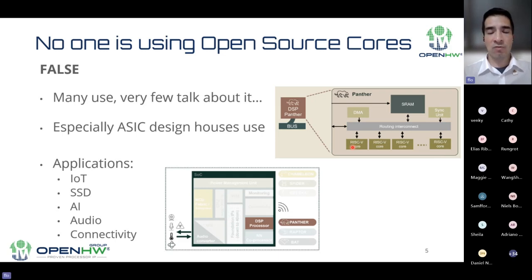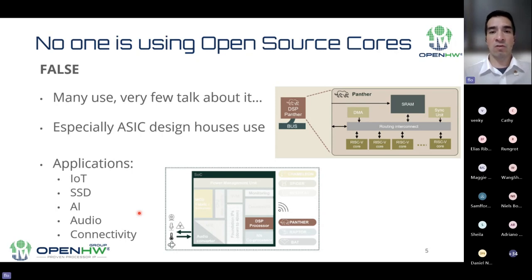Typical applications for RISC-V are IoT and SSD. AI is a very hot topic, especially because RISC-V can be customized to neural networks, and to a lot of things like large language models. So that is really a high flexibility, but also things like audio or connectivity, coming back to the Wi-Fi we had earlier. That is where RISC-V is already used today.